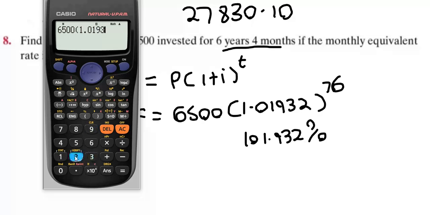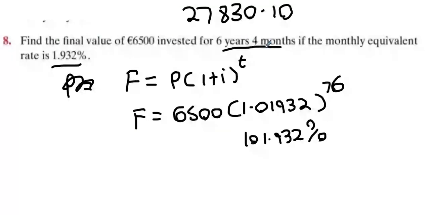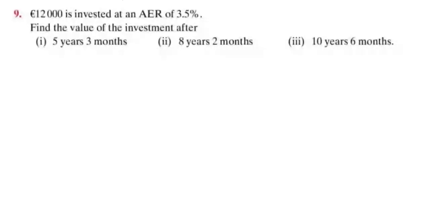So what I had in my head was actually the correct way of doing it. Grand, happy. 27,830.10. All right, so that was actually a significant monthly rate. If you're ever offered an investment like that, take it. That's unreal. Right. Now, question 9 has an AER of 3.5%.